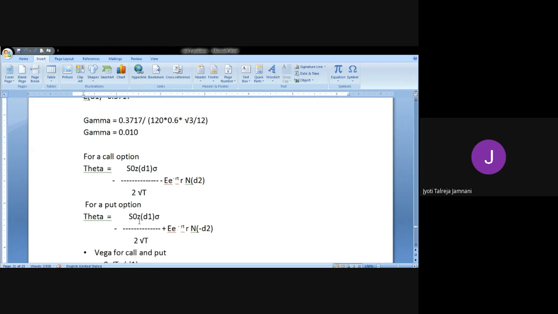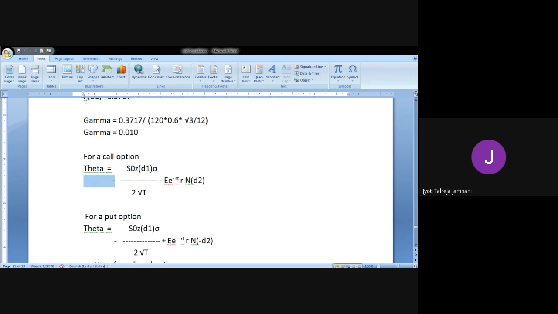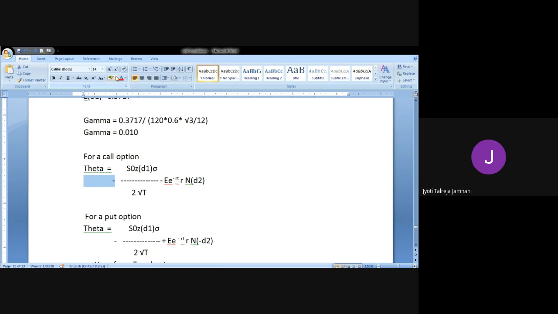Now let's find the value of theta. The theta value is different for both call and put option, and remember it always starts with a minus sign because theta means the loss of time. As time passes, the value of a call option decreases. So we also call it time decay.